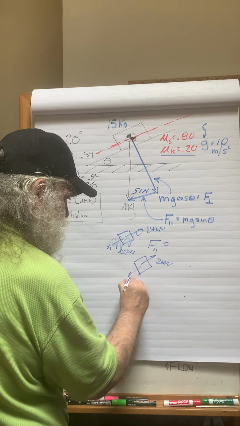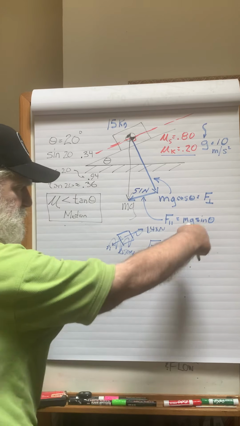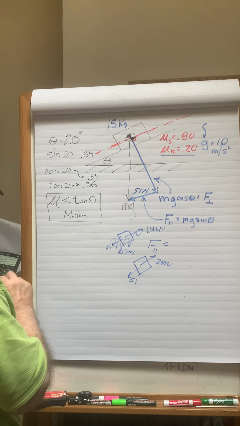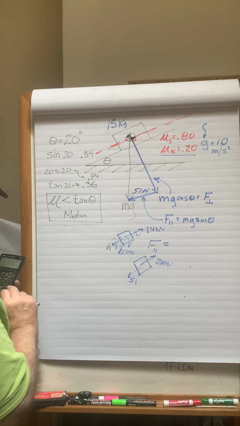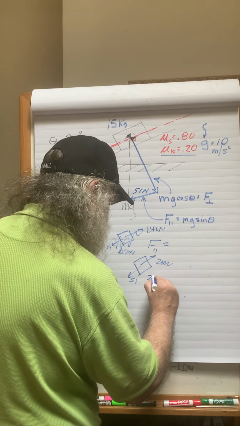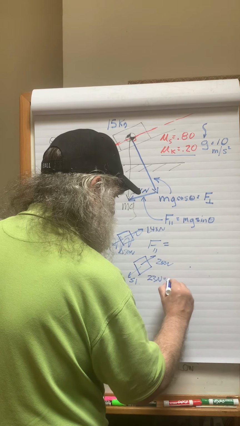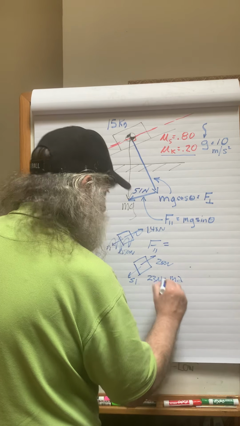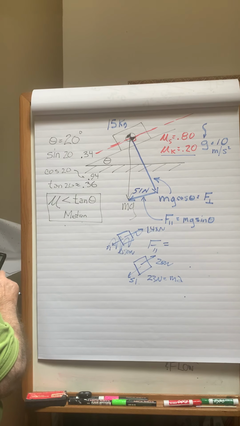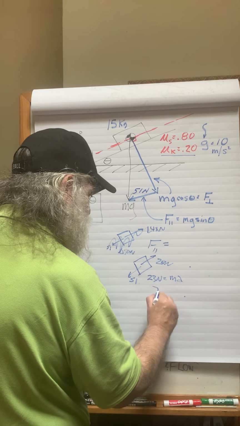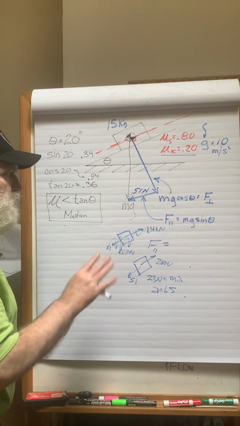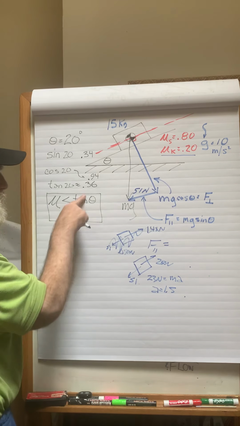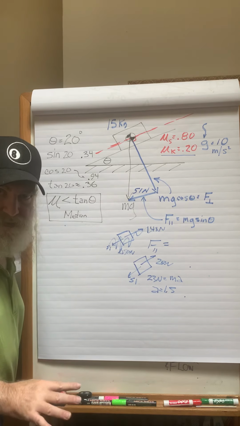Once I get the box moving, I have a net force down the plane of 51 minus 28, which is 23 newtons. And that'll equal ma, where mass is 15. So dividing 23 by 15, we're going to get about 1.5. So with these numbers, when you look at it, 0.8 is bigger than 0.36. There's no motion of the box.